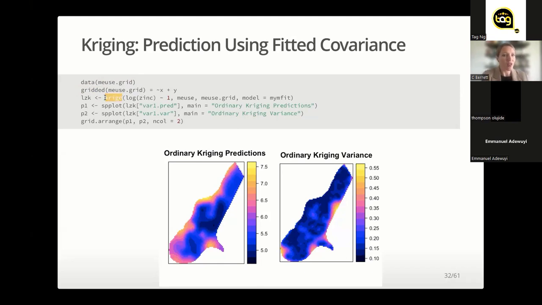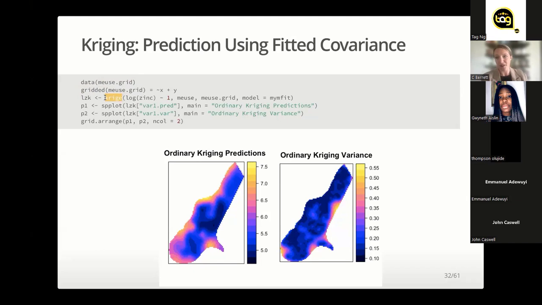So a spatial prediction is often called kriging because it was first introduced by Danie Krige in looking at ores, bores. My words aren't coming to me.